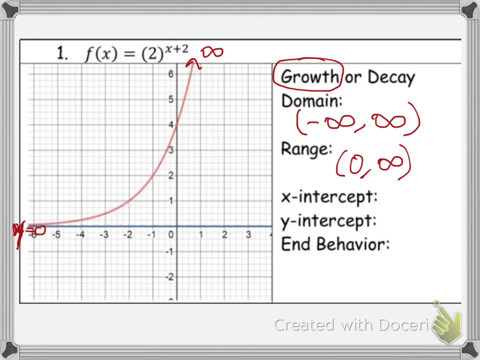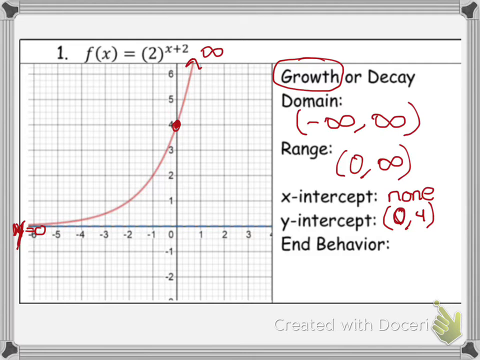Now my x-intercept, if you look at the x-axis, it doesn't cross it at any point, and that's simply because that's where the asymptote is. So for my x-intercept, I'm going to have to write none. My y-intercept, I'm going to look at my y-axis, and I see it crosses it at this point right here. So my y-intercept is 0, 4.